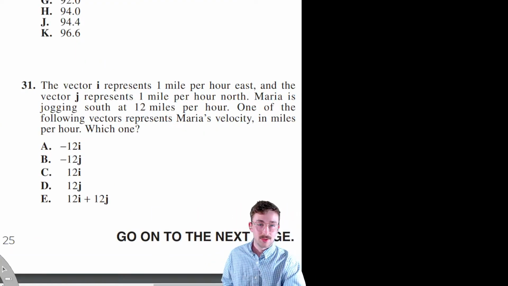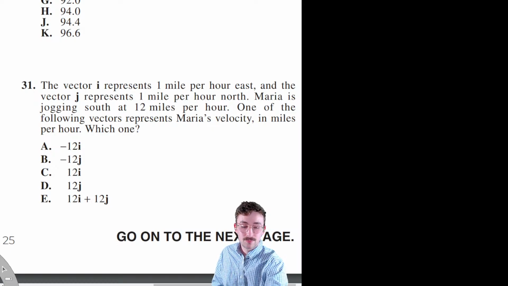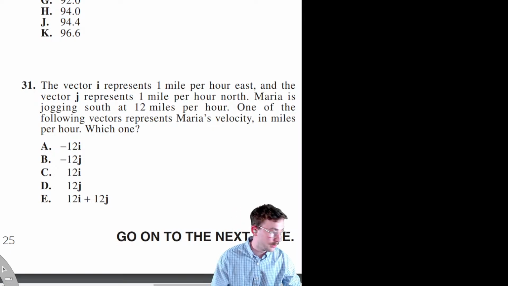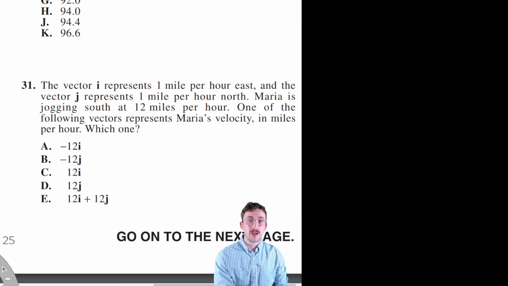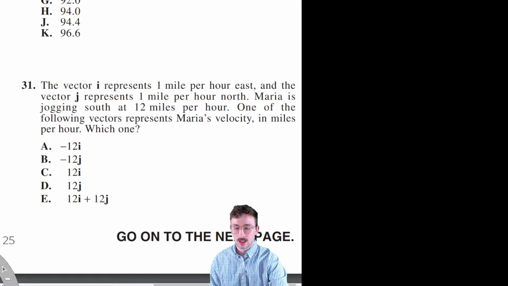So, number 31, the first one that we're looking at. Already I see the word vector, which you might think, okay, well, I don't really know much about vectors, but the good news is that they're really not going to test you on vectors per se. Please note that they actually give you the definition of what a vector is in this problem.